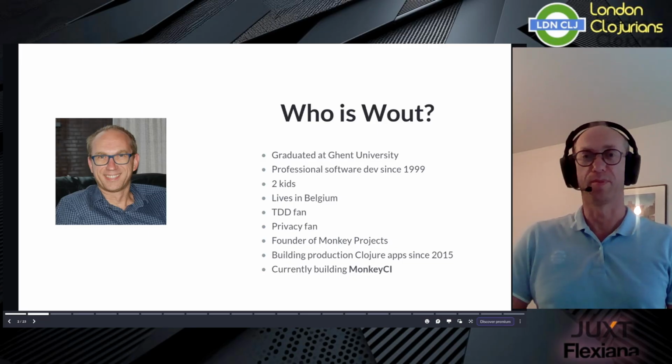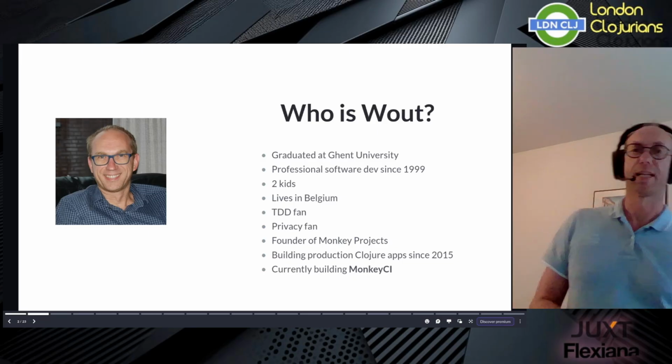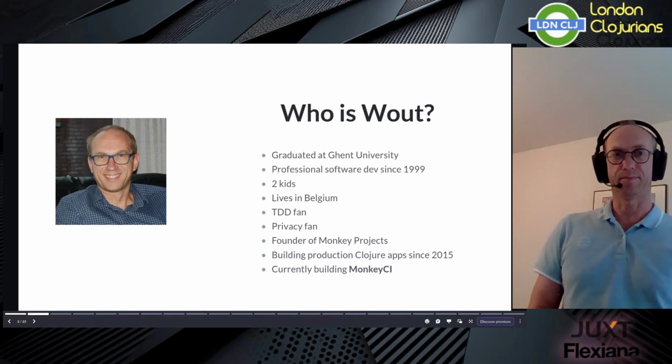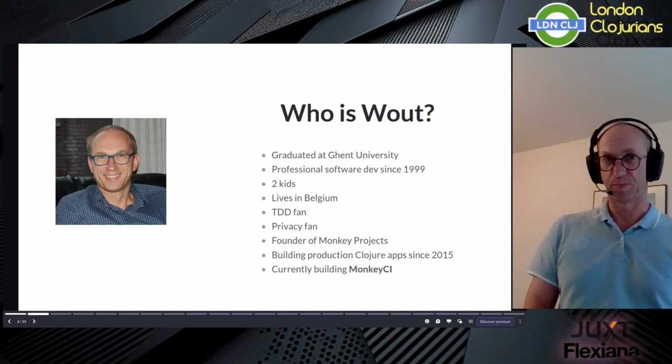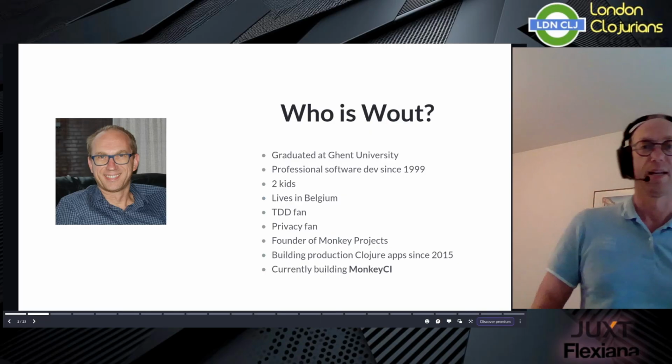So a little bit more about me. I'm Wout Neirynck. I'm living in Belgium. I have 2 kids. I've studied at Ghent University. I have a master's degree in software development, and I've been writing software professionally since 1999.